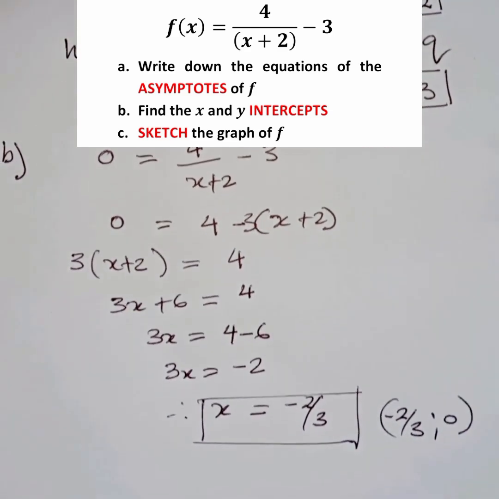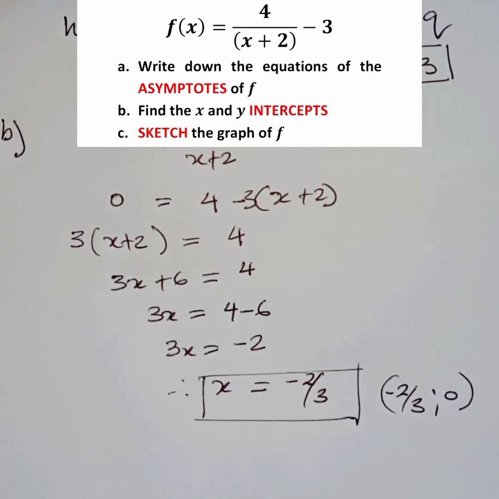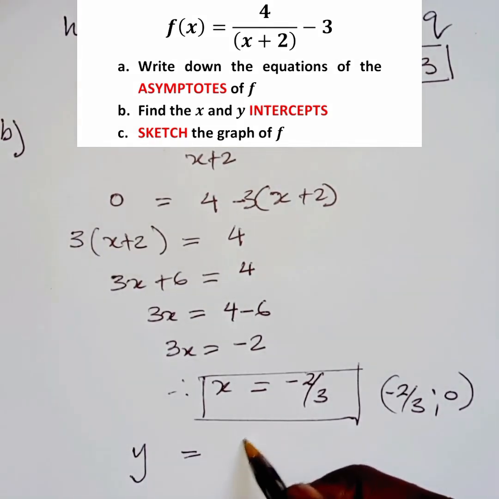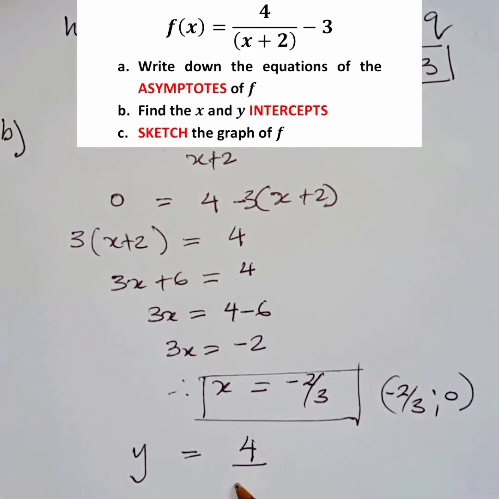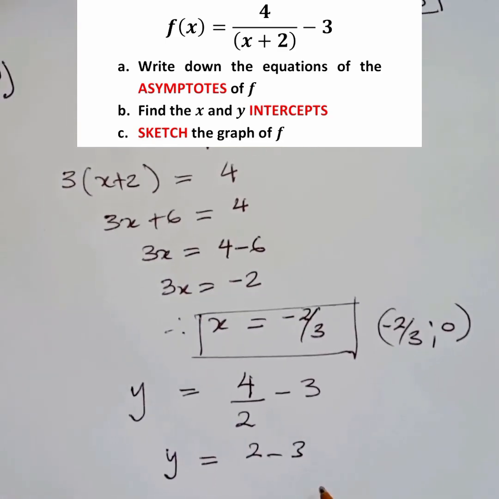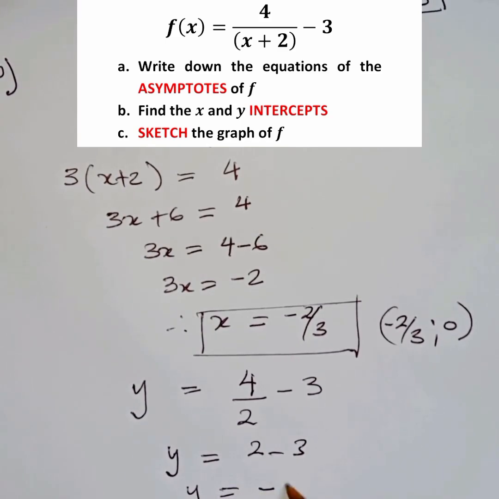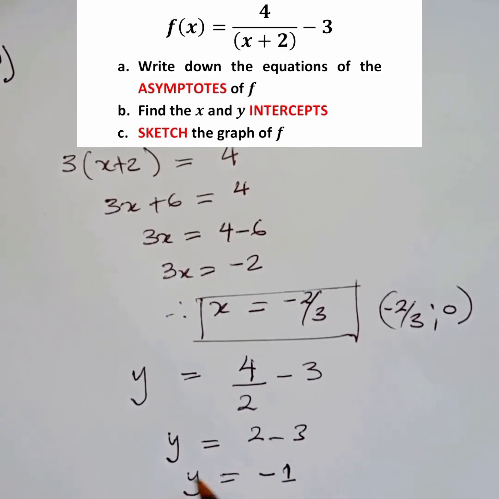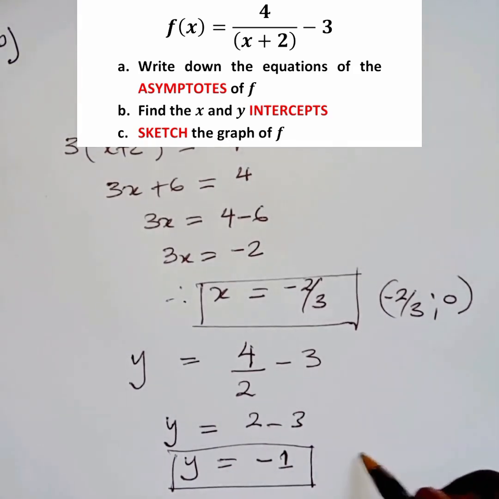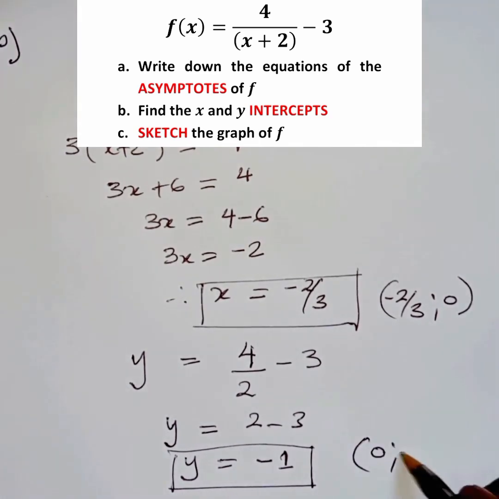All right. Now, let's move on to the y-intercept. For the y-intercept, you're going to put a 0 wherever there's x. So now if you come back to the original function, y = 4/(0 + 2) - 3. So it's 4/2 - 3. And that's going to be y = 2 - 3. And that gives us y = -1. And if we are to write that in point form, we are going to say the y-intercept is given by (0, -1).